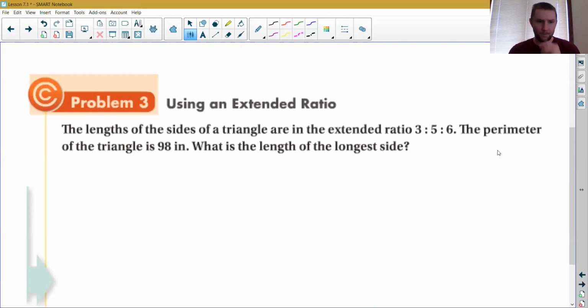All right. So this particular problem says the lengths of the sides of a triangle are in this extended ratio, 3 to 5 to 6.